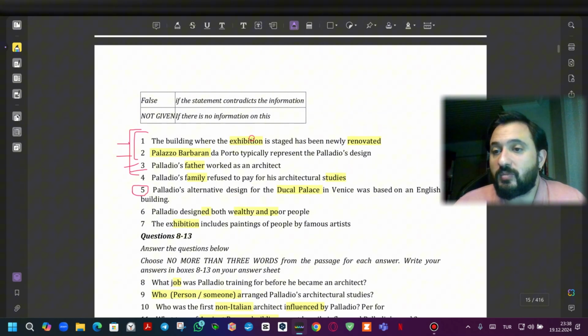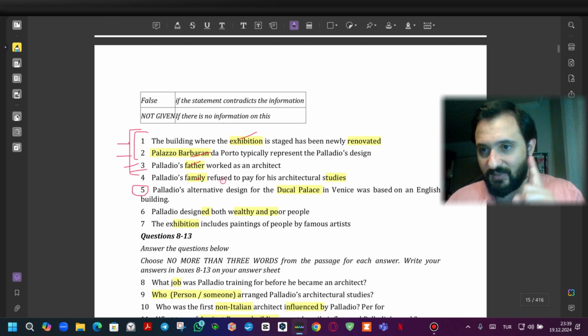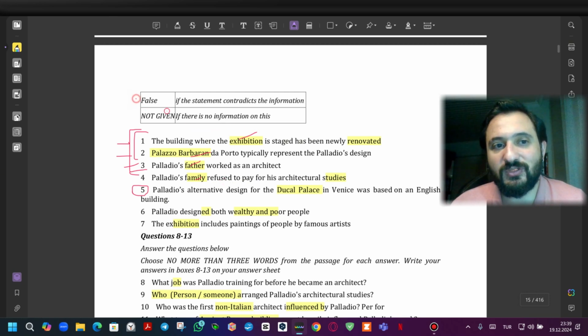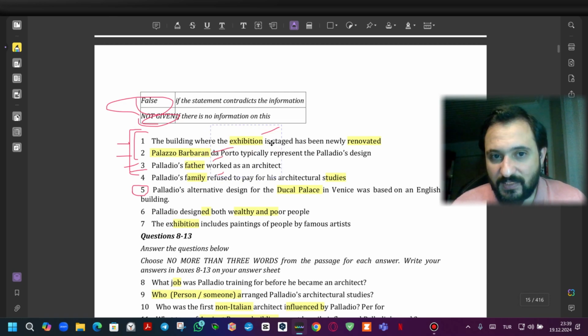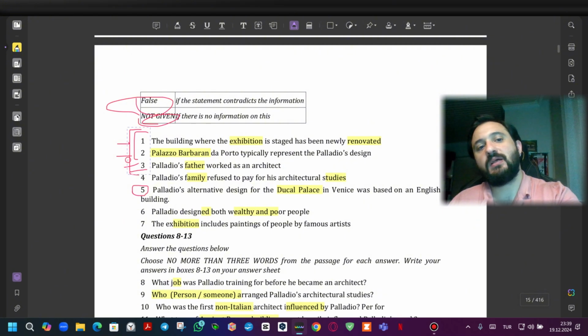You need to keep in your mind: exhibition, Palazzo Barbaran, father, family. Why is it so important? Because I don't need to decide whether it is false or not given if I'm looking for exhibition but I couldn't find it.